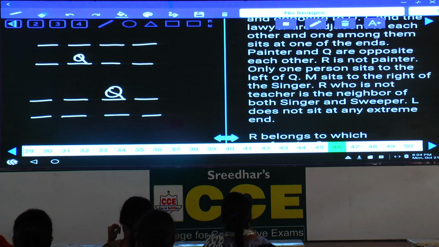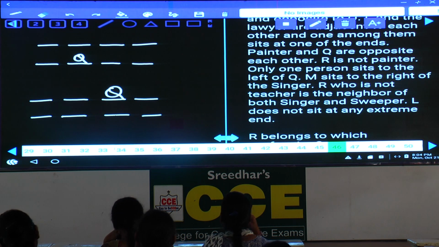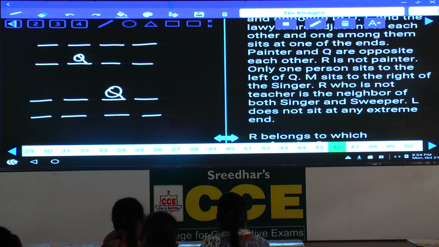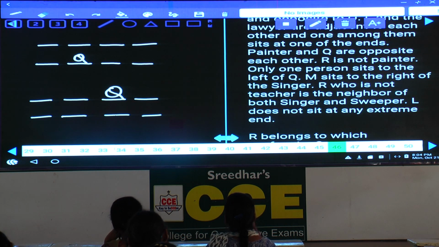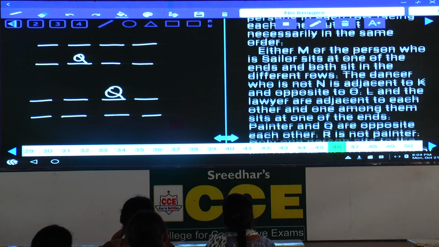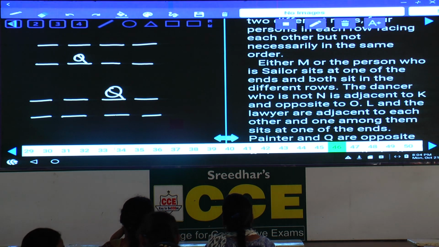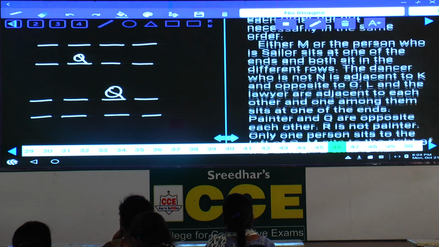Next one, M sits to the right of the singer. R, who is not the teacher, is the immediate neighbor of both the singer and the sweeper. R is the singer and the sweeper. L does not sit at any one of the extreme ends of the row, isn't it? Now this is the information here. Yes, any other information regarding this Q?